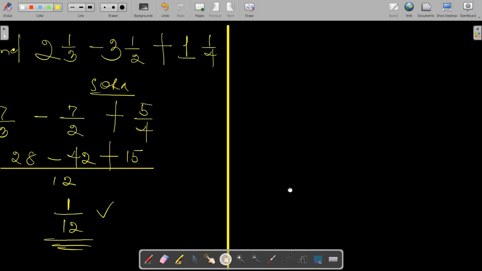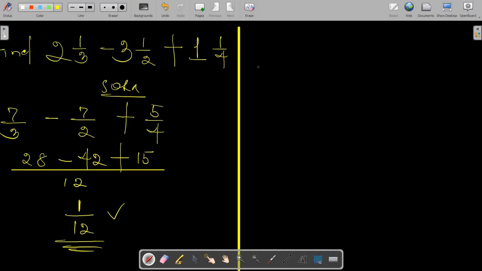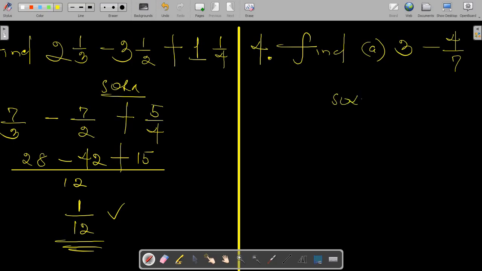So let's have it like this. Number 4. If we are asked to find, let's say A, we are going to solve 2 questions for number 4. 3 minus 4 over 7. Now this is quite very easy. In this case, we can just write this as 3 all over 1, then minus 4 over 7.